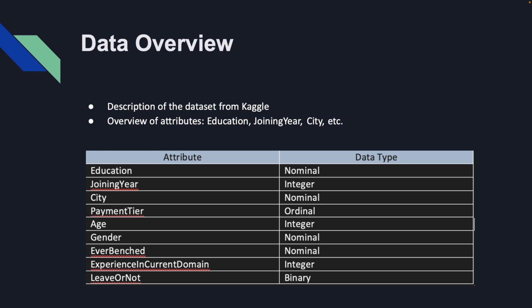So, the overview of attributes: this data set encompasses a wide range of attributes, including but not limited to education, joining year, and city. These attributes offer a multifaceted view of the workforce, allowing me to explore how different factors correlate with employee retention.